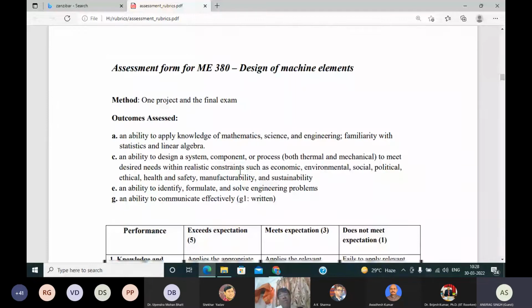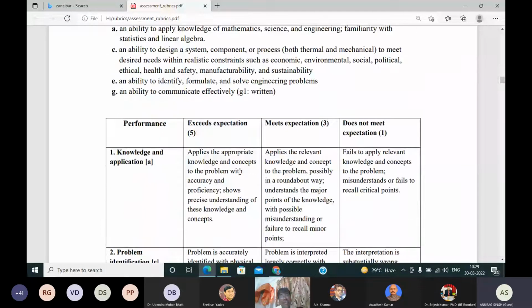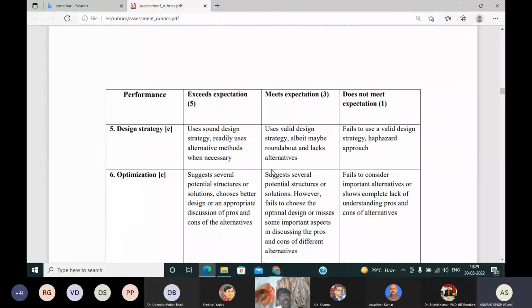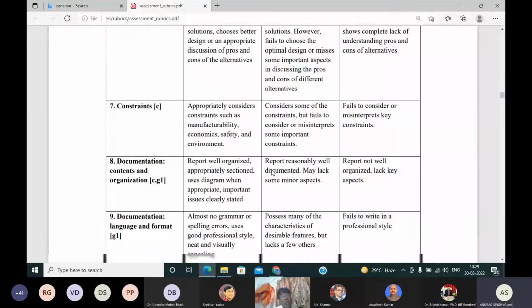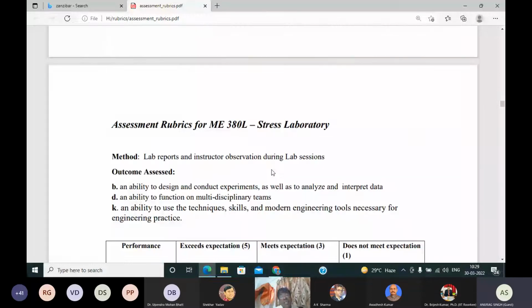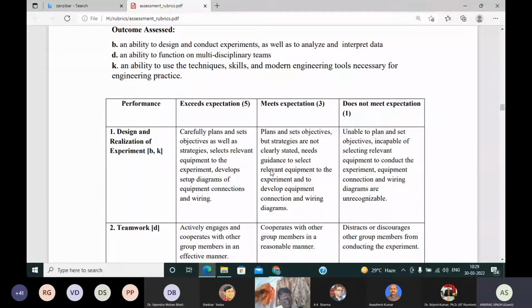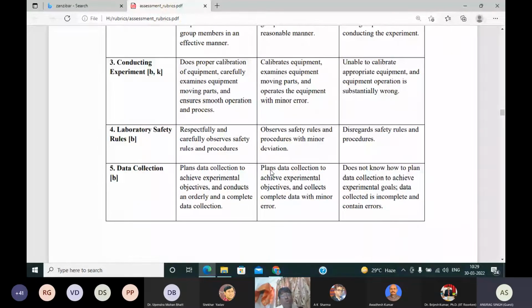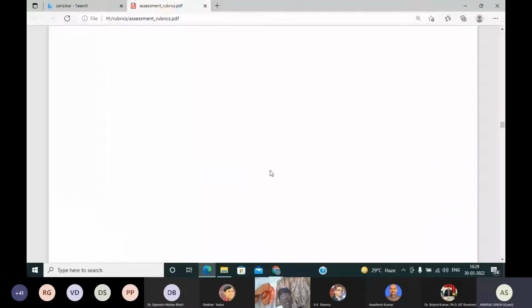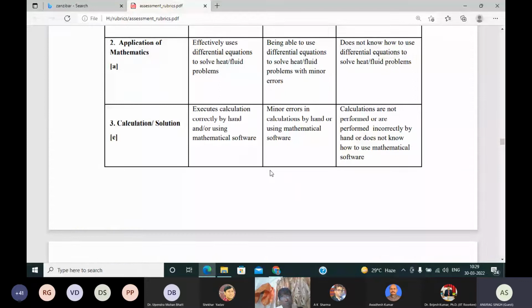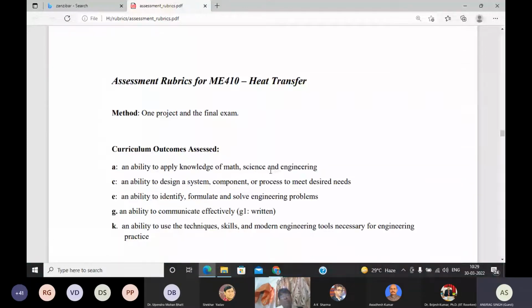So for the design of machine elements subject, one more, right, you have criteria of knowledge and application, problem identification, problem formulation, solution, design strategy, optimization, constraints, documentation, that is content and organization, language and format, like that. Even for laboratories, you have rubrics, which is design and realization of experiments, teamwork, conducting experiments, laboratory safety rules, data collection, data analysis, computer use, like that. You can definitely develop rubrics, right, for various subjects, whether it is a theoretical subject or practical subject, right?